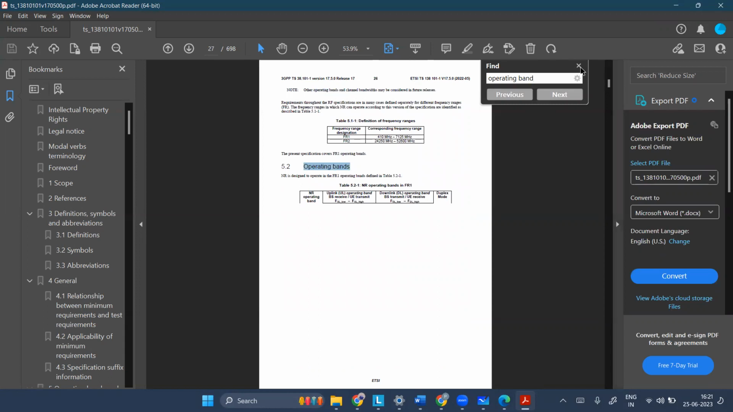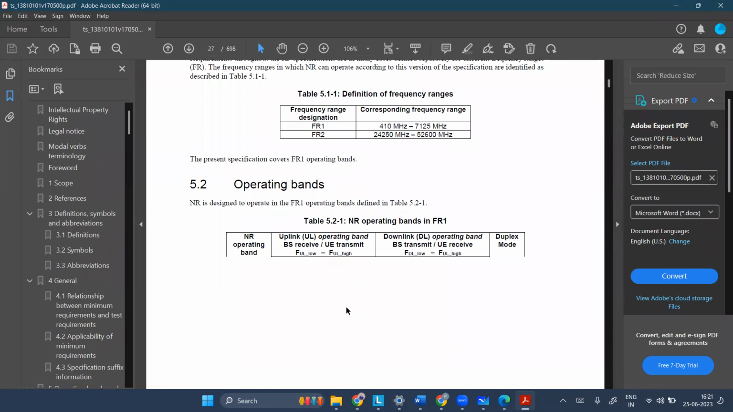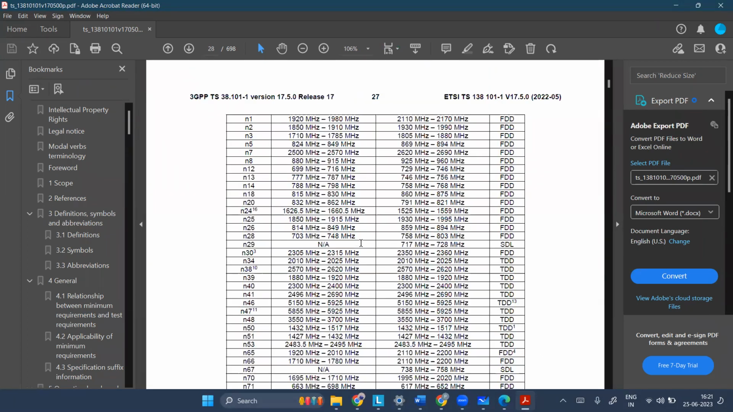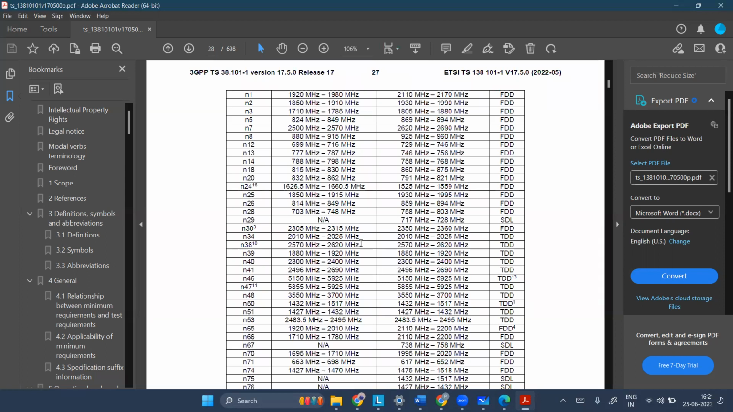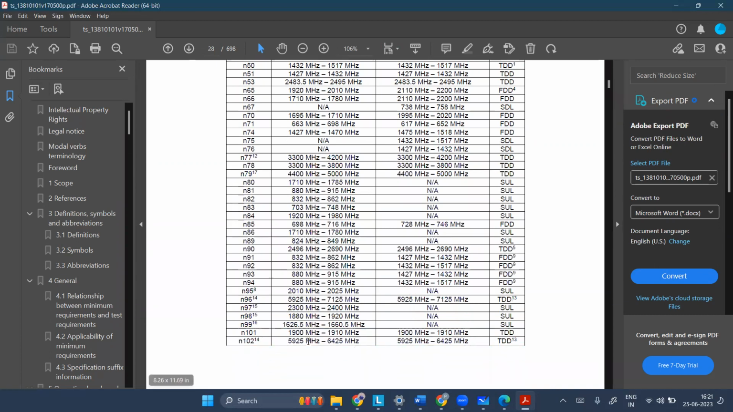Okay, so let me zoom it for you. This is section 5.2 of the 38.101 3GPP specification, version 17.5, release 17. If you see here, NR operating bands in FR1, right? I'll scroll down. So these are all your FR1 bands from N1 to N102.